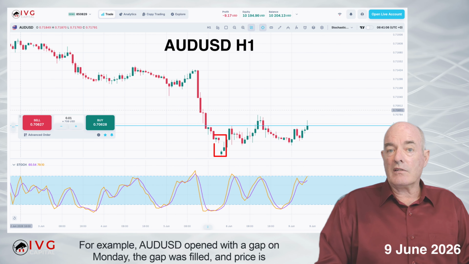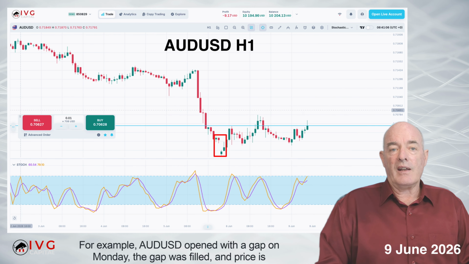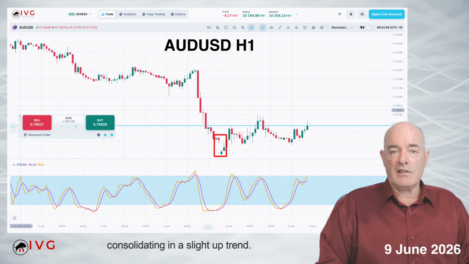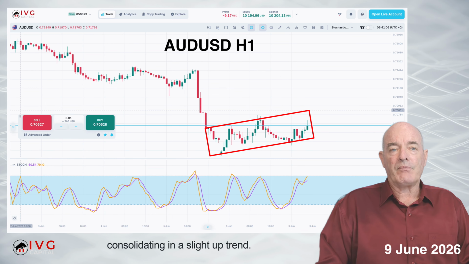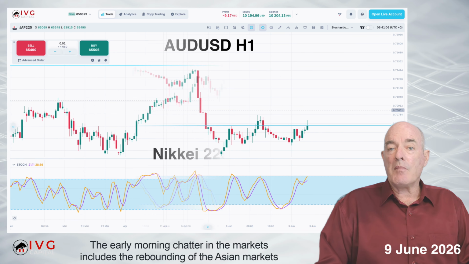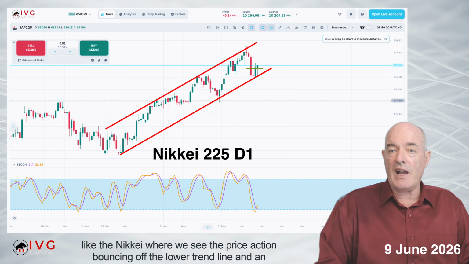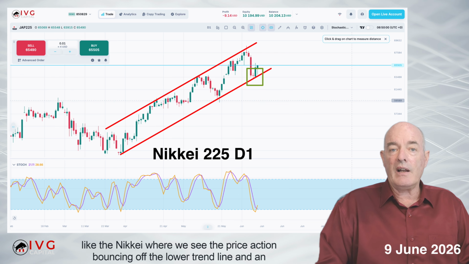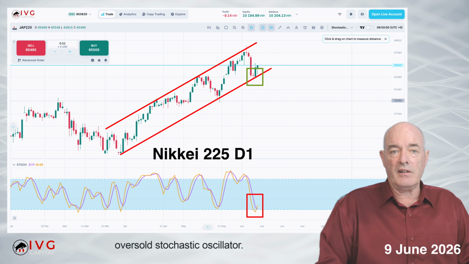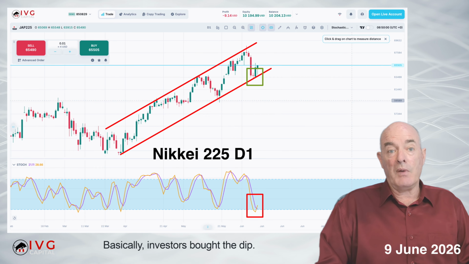For example, Aussie dollar opened with a gap on Monday, the gap was filled, and price is consolidating in a slight uptrend. The early morning chatter in the markets includes the rebounding of the Asian markets like the Nikkei, where we see the price action bouncing off the lower trend line and an oversold stochastic oscillator. Basically, investors bought the dip.